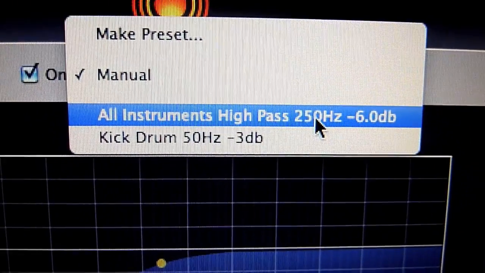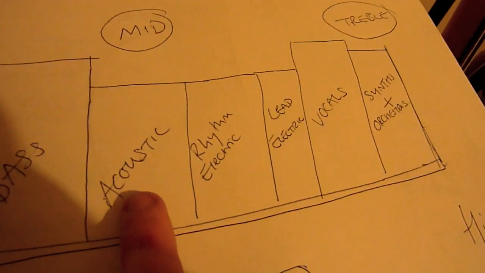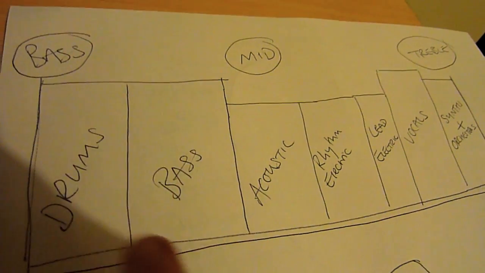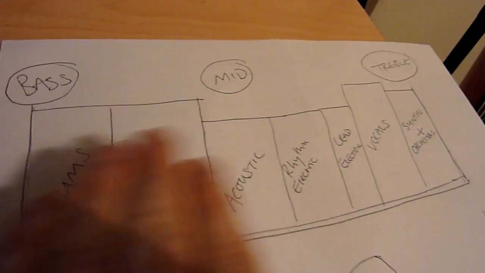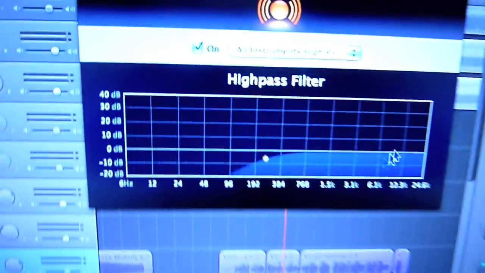I give the same high pass filter to every instrument, and the reason is simple. Looking back at this, I don't want any of these instruments to be in the bass section. I want this bass section here to be just the drums and the bass. I don't want my acoustics and my electrics and my vocals all nicking their frequencies. They should all have their own individual frequencies. So use the high pass filter, those settings, on every single track that is not the bass and the drums.